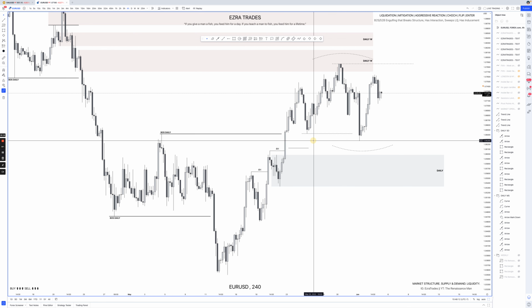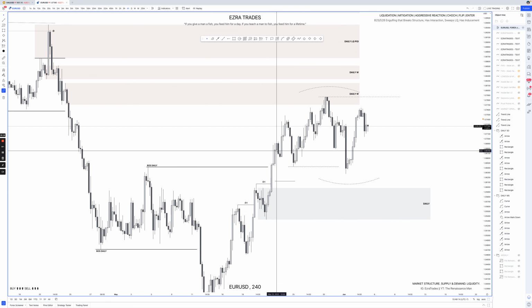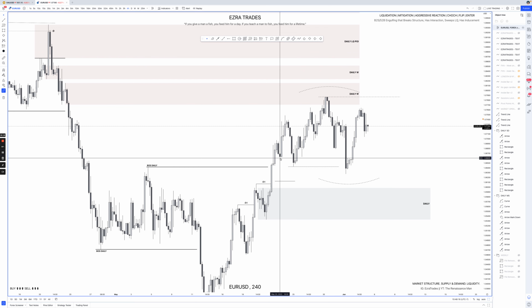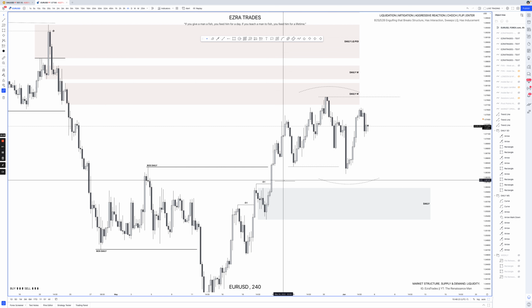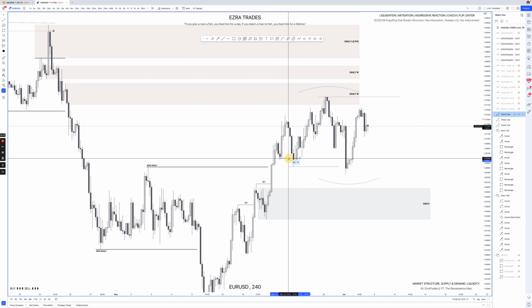Then if I look higher, for example, I'm looking up here, we have this high, we pull back, we make a new high, right? At this moment, what happens? We make this high. Technically, if this goes, we're showing some bearish intentions, right?